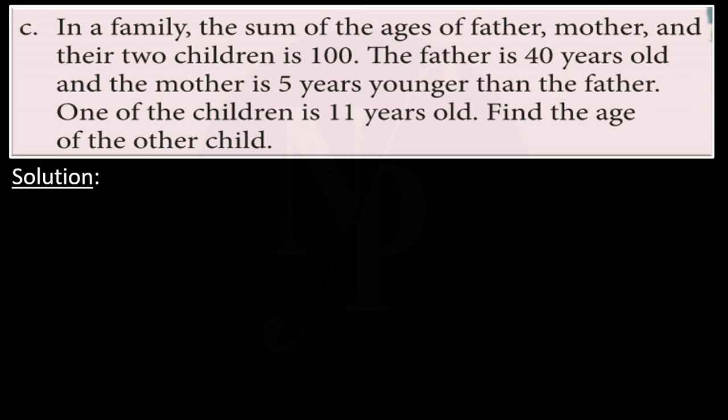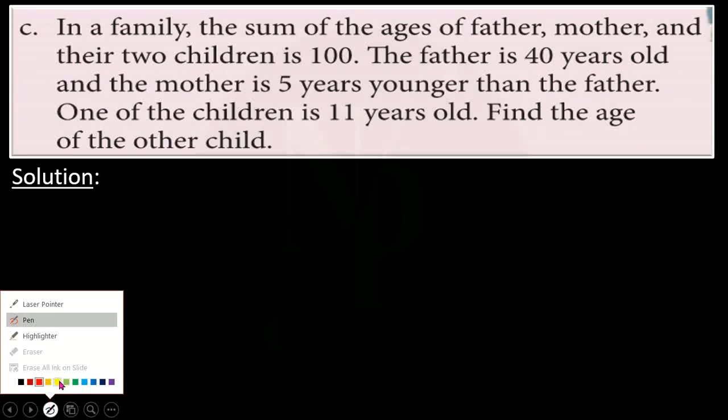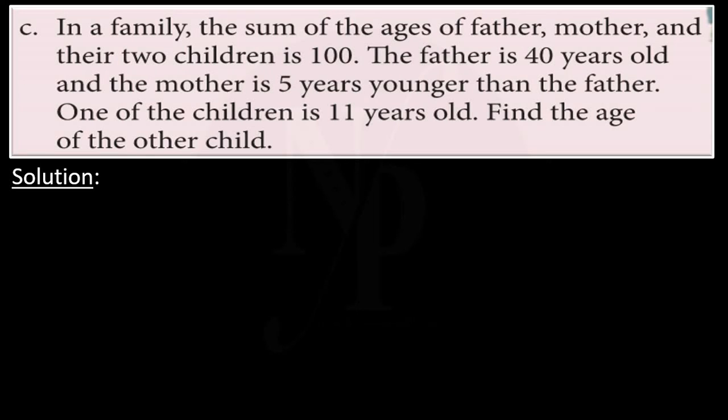So here age of a father is 40 years. I will write only numbers and I will find the solution. So look here, the age of father is 40 years. I will write 40. And since the age of mother is 5 years less than the age of father, it is 35. And the age of one of the child is 11 years.